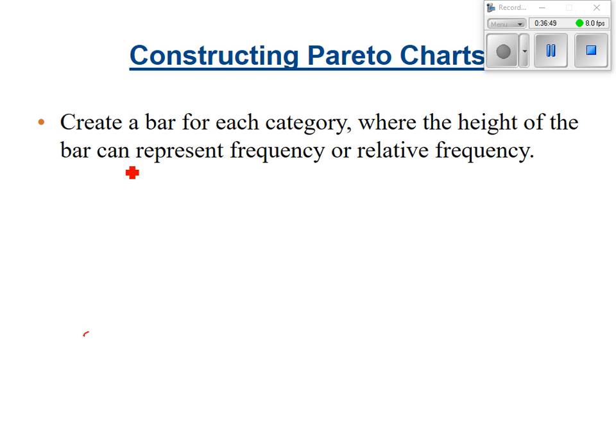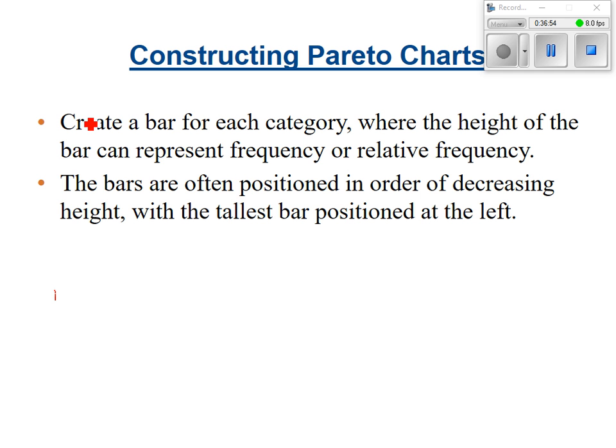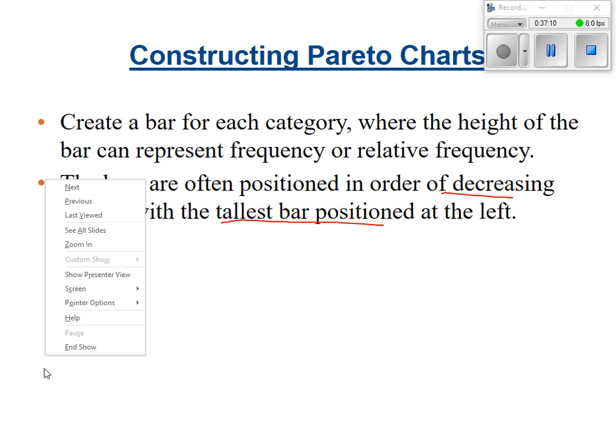All right, constructing a Pareto chart, we're gonna go through this very quickly because I don't think those are all that hard. To construct it, create a bar for each category. The bars are always positioned in order, with the tallest bar positioned to the left and the shortest bar to the right. That's what makes it a Pareto chart.